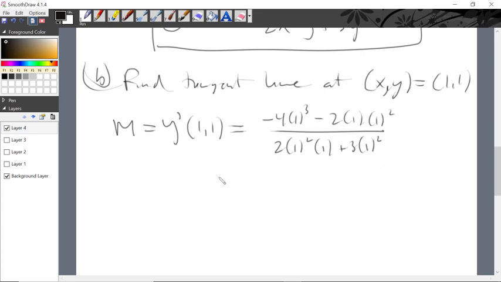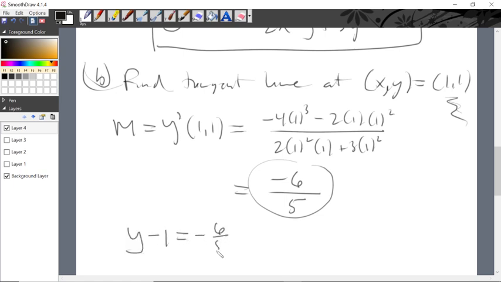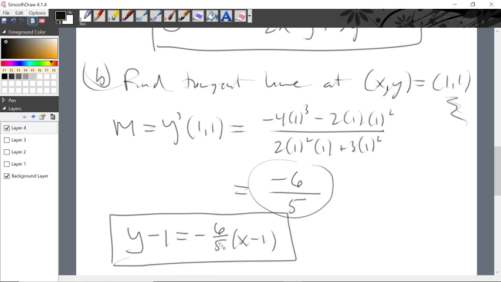Okay, and what does that equal? So we have negative 4 minus 2 on top is negative 6, and in the denominator we have 2 plus 3, which is equal to 5. So there's our slope. Our point is the point 1, 1. Our slope is negative 6/5. So the line is y minus 1 is equal to negative 6/5 times x minus 1. There's the equation for our tangent line.